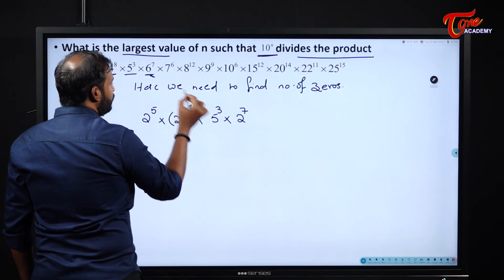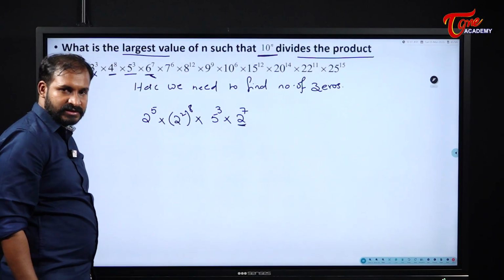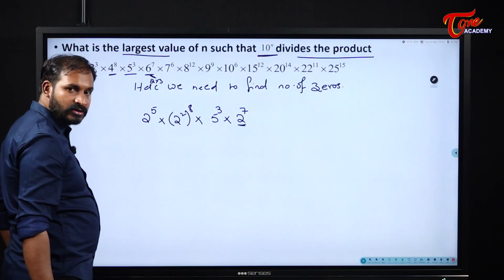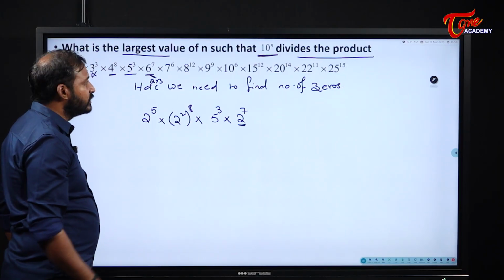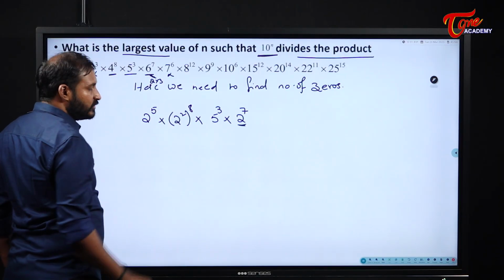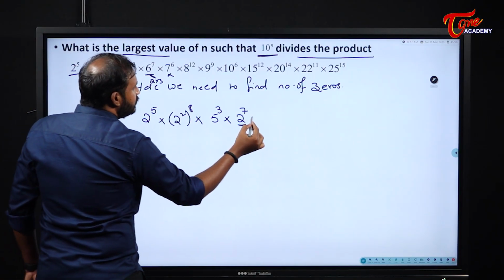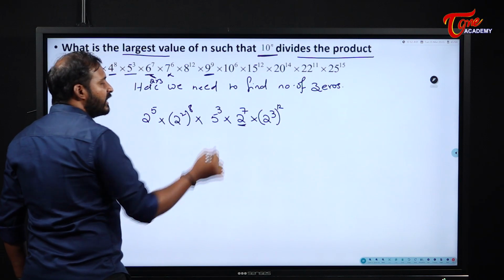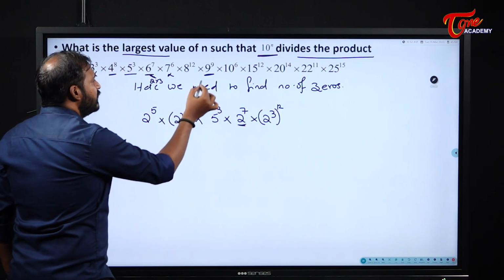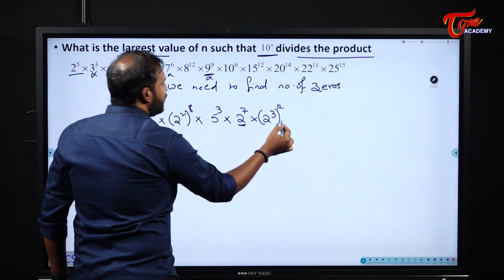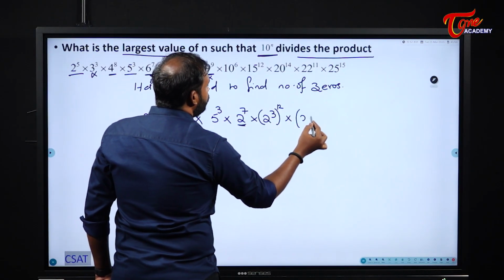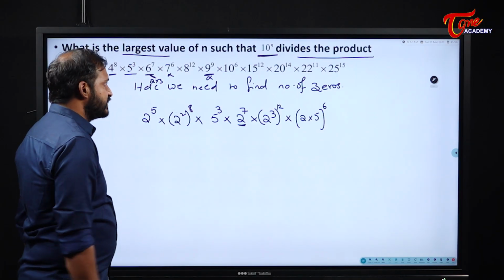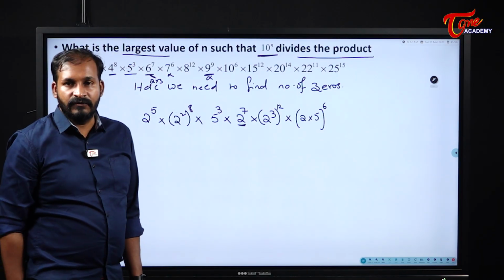Please see here, 6 to the power of 7. I am writing it as 2 to the power of 7, because 6 I will write as 2 into 3, and I am not worrying about this 3. I am only concentrating on this 2. I will not bother about 7. Next, 8 means 2 cube whole to the power of 12. 9 to the power of 9 means 3 square whole to the power of 9. I don't require this one. Next, 10 means what, students? 2 into 5 whole to the power of 6. 10 to the power of 6 means 2 into 5 whole to the power of 6.